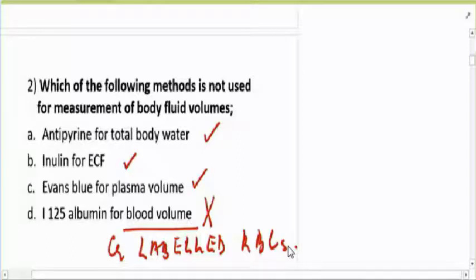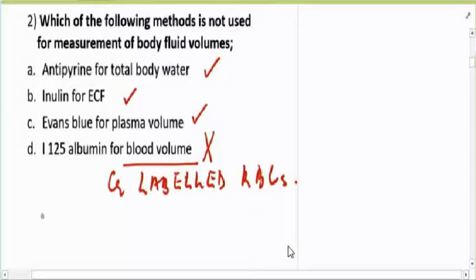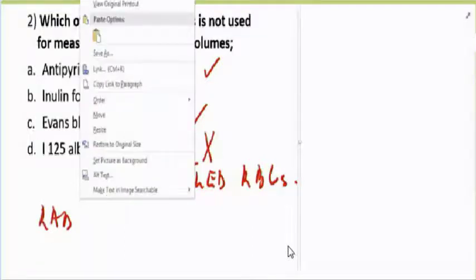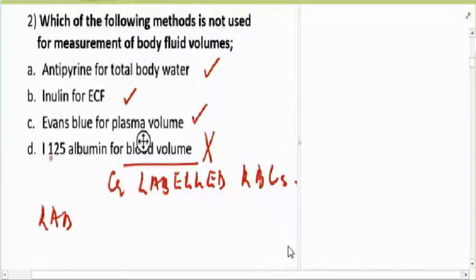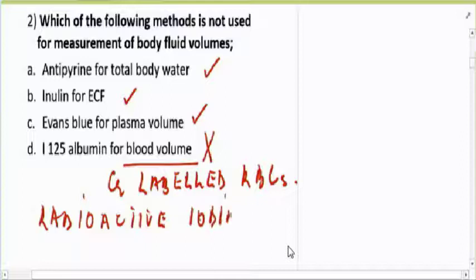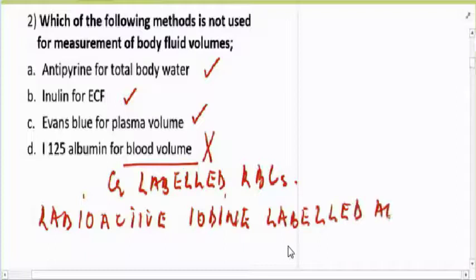Radioactive iodine labeled albumin is used for the measurement of plasma volume.